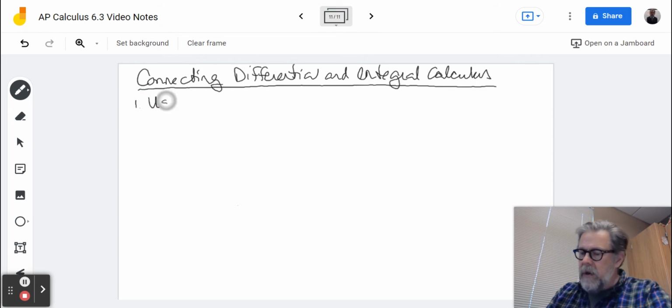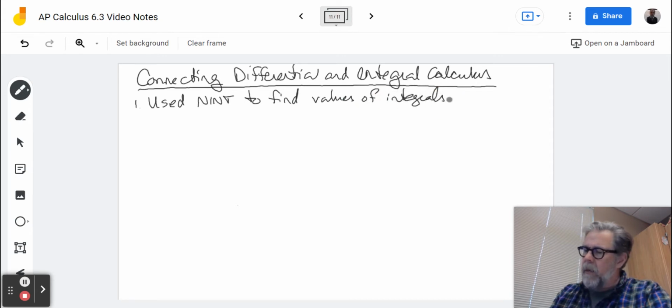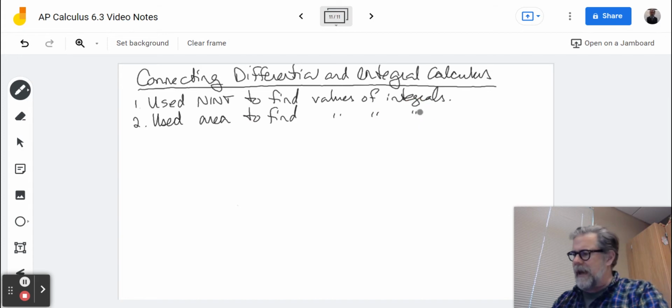Thing one, we used a program, numeric integration, to find the values of integrals. Fair enough, pretty easy. Type them into the calculator, boom, we've got an answer. Thing two, we used area to find the values of integrals. Again, simple enough. Hey, look, there's a circle. Geometry says, boom.